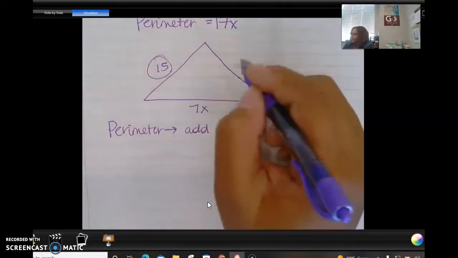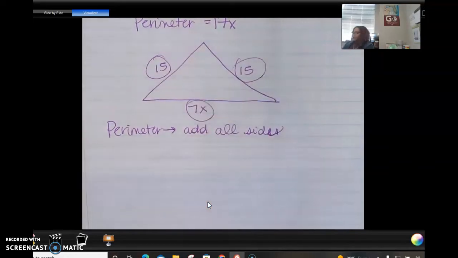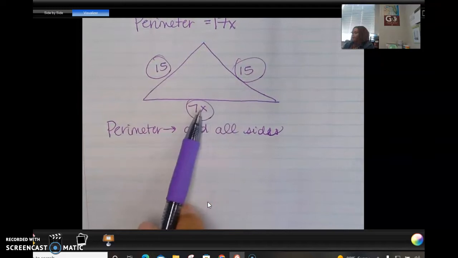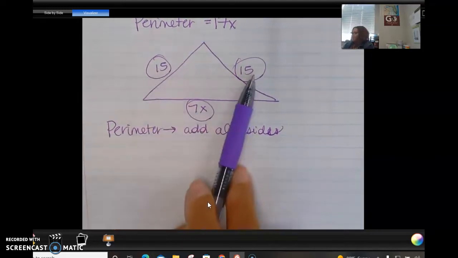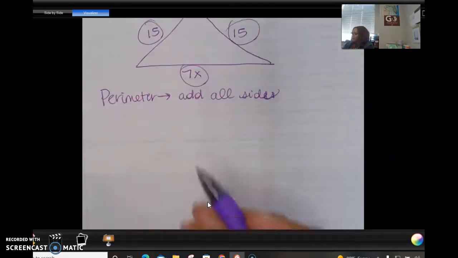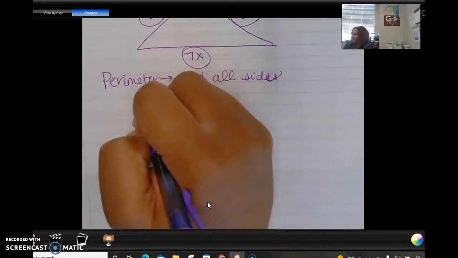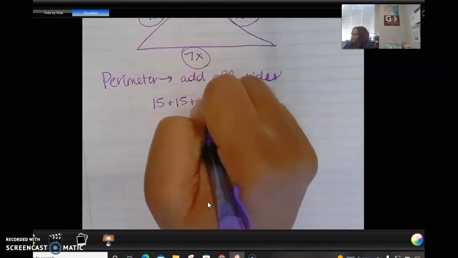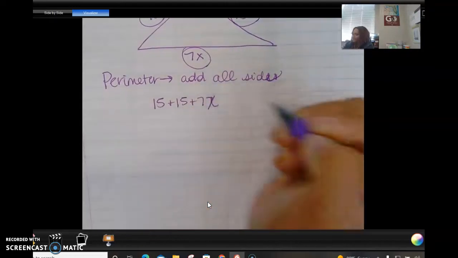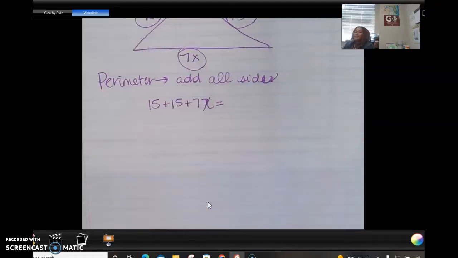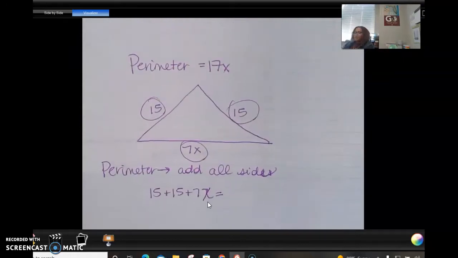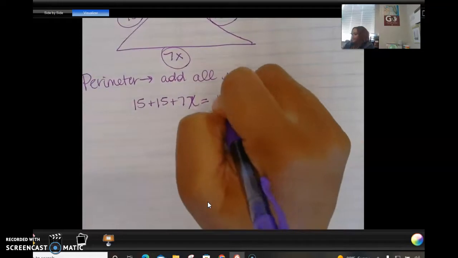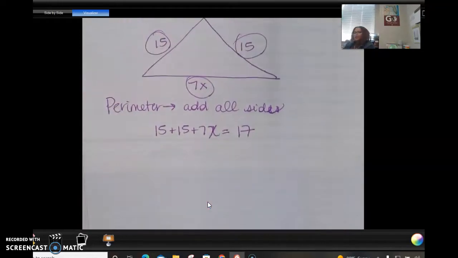So my sides are what? Well, what numbers do I have? One of them does have a variable. 15, 15, and 7x. So I need to write perimeter is 15 plus 15 plus 7x. But what did they give me as my perimeter? They told me my perimeter is 17x. So this is how I would set it up.